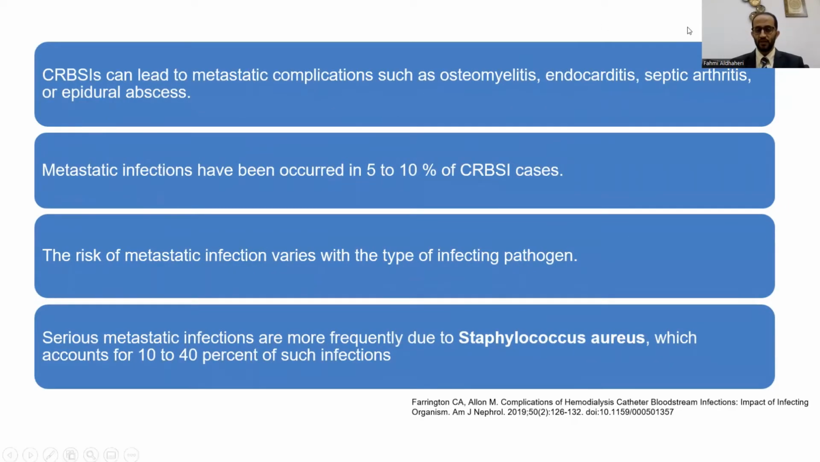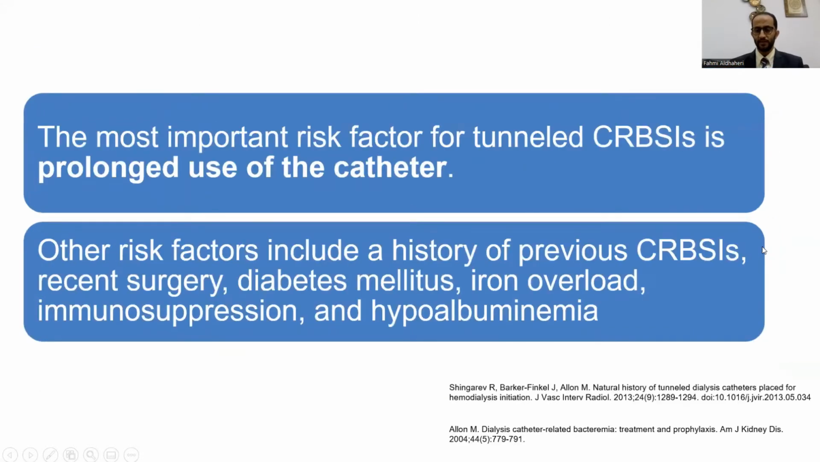Why are we concerned about CRBSI? Because if not treated well, it can lead to metastatic complications such as osteomyelitis, infective endocarditis, epidural abscess, septic emboli, and septic arthritis. The incidence of metastatic infection is around 5 to 10% of patients presenting with CRBSI. This risk varies according to the organism, and it is more associated with Staphylococcus aureus, estimated at around 10 to 40% of cases.